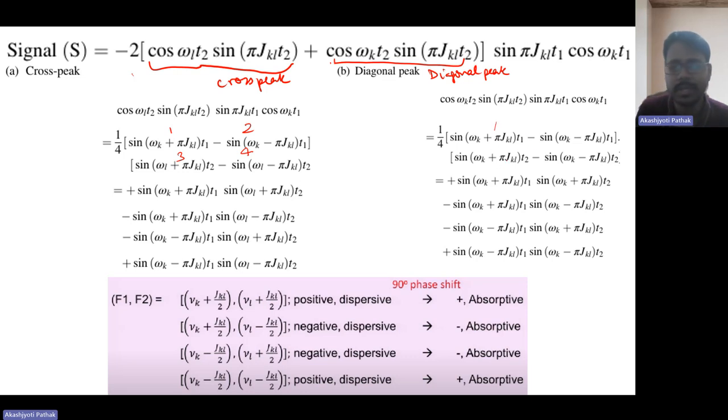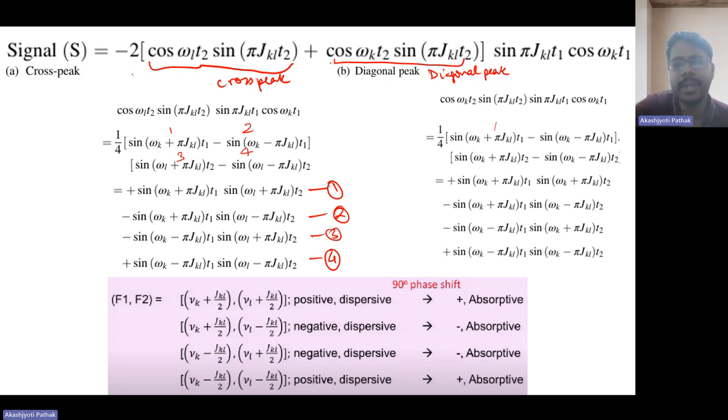First term, second term, the 4 different terms have been written over here separately. So this is the first term, this is the second term, this is the third term, and this is the fourth term. Okay, so all these are what? All these are sine functions. So sine function would mean that they will have dispersive line shape.